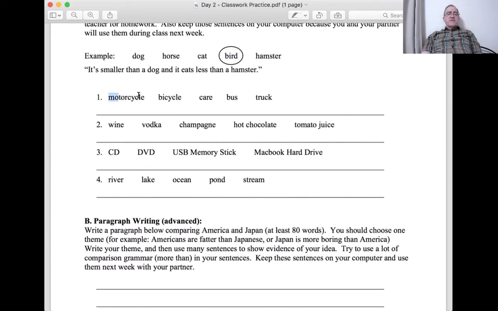Now, for number 1, you have to choose one of these words to be the answer. For example, bicycle. Then you choose 2 other words. Oh, I'm sorry, that says care. It should say car. Please change that to car. Okay, let's not pick bicycle. Let's choose motorcycle.